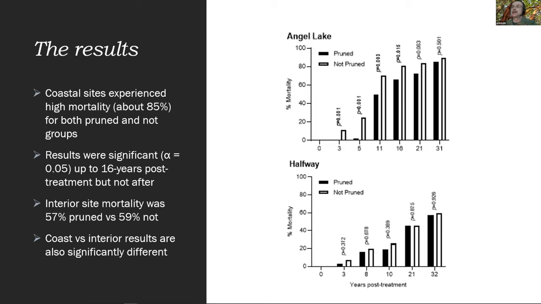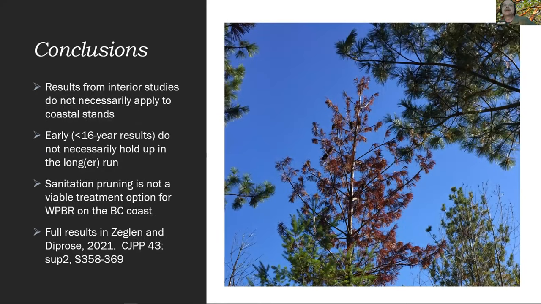So essentially, the thing to point out here is that the coast and the interior results, yes, they're different in terms of survival, but in neither case is that particularly encouraging. So the conclusions from this are fairly straightforward. The results from those early studies that were done in the interior of North America, the Inland Empire zone, don't necessarily apply to stands on the coast. And that would be stands that are west of the Cascades in the US or west of the Coast Range in British Columbia. The early results, so anything less than 16 years in our case, but in that ballpark, do not necessarily hold up in the longer run.